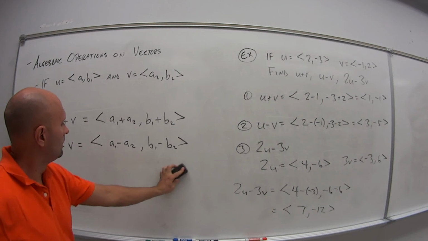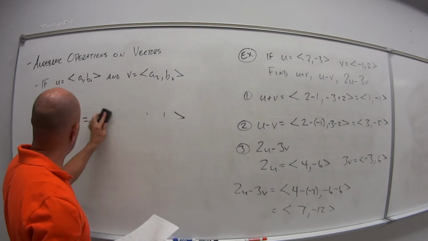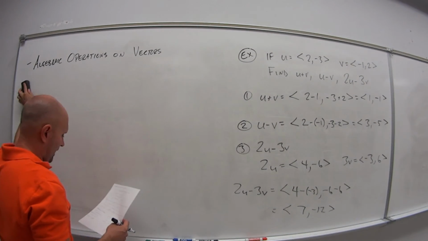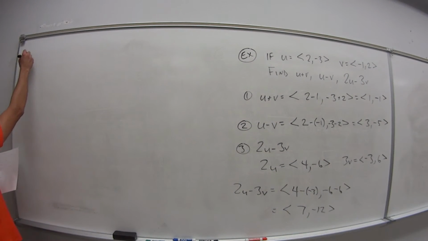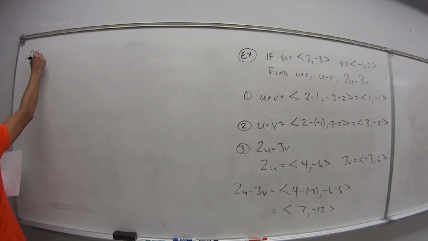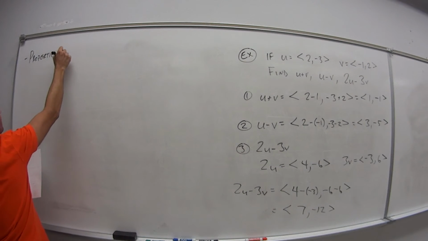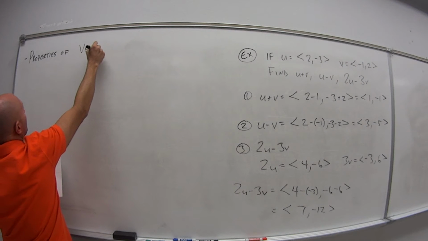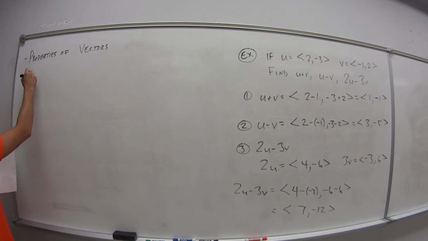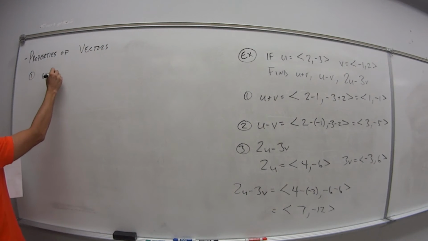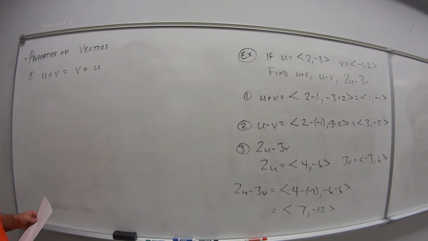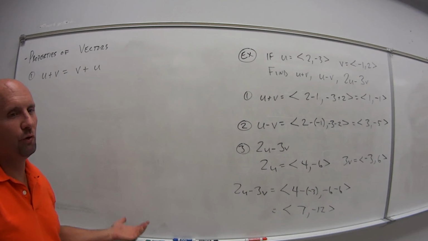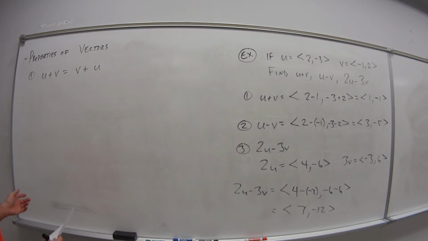Alright, so the last part of video 2 is just properties of vectors and multiplication of vectors. So first, properties of vectors, we have the following. U plus V is the same as V plus U. So this is like 1 plus 2 is like 2 plus 1. The order doesn't matter. Same with vectors, as long as it's addition.